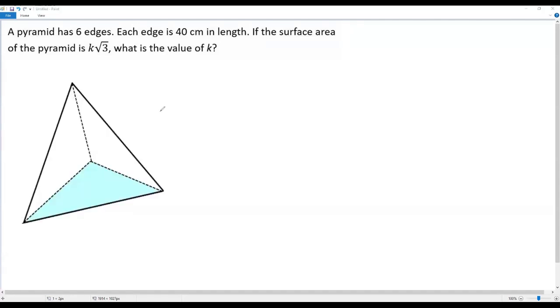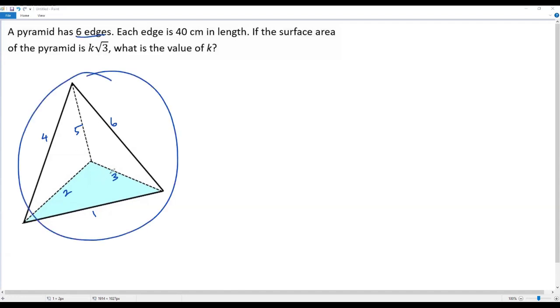Here I've drawn a triangular pyramid. The triangular base is here and all the side walls are triangles. Now we can count the number of edges. 1, 2, 3, 4, 5, 6. According to the information, we have 6 edges, so the triangular pyramid I have drawn also has 6 edges. Whenever a pyramid has 6 edges, it has to be a triangular pyramid. That is, the base has to be a triangle and all the side walls must be triangles.